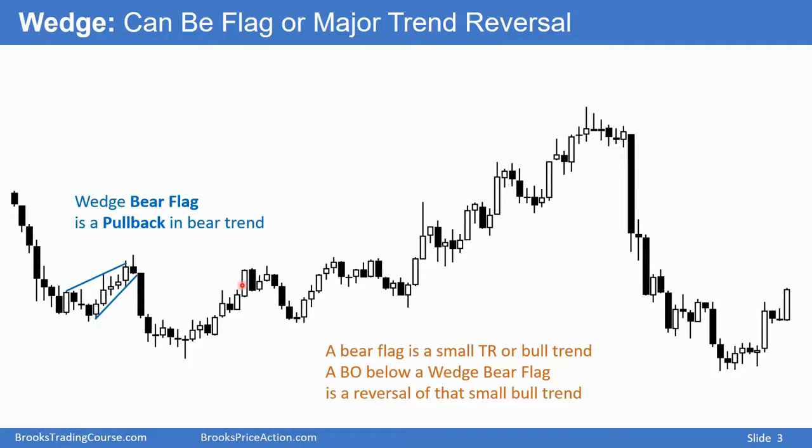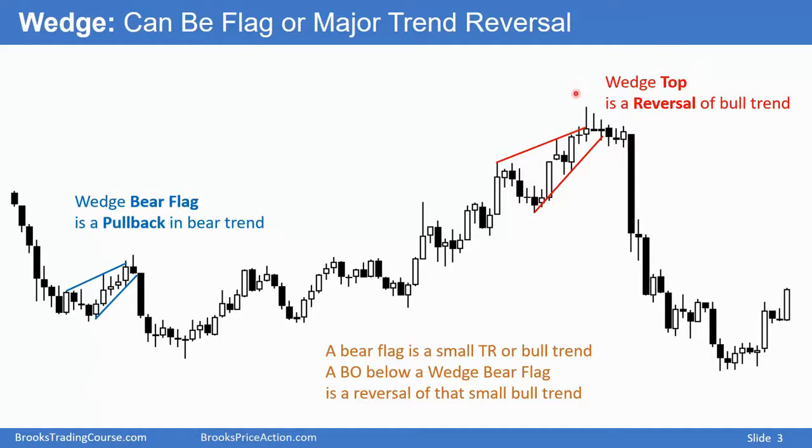A bear flag is a small trading range or a small bull trend. A breakout above a wedge bear flag is a reversal into a small bull trend. A wedge top is a reversal of a bull trend. We have a bull trend, and we have 1 push, 2 pushes, 3 pushes up. The trend line and the trend channel line are converging. It's a convergent channel. We got a bull breakout above the channel, and now we are reversing down.